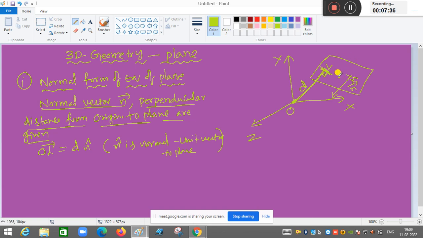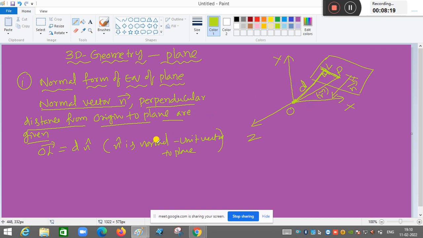Generally we take P. P is a point on the plane with position vector r bar. See, this is position vector r bar. This is OP. Now join PL bar. Now PL bar, see, P is a point on the plane, L is also a point on the plane. PL bar is perpendicular to OL bar.